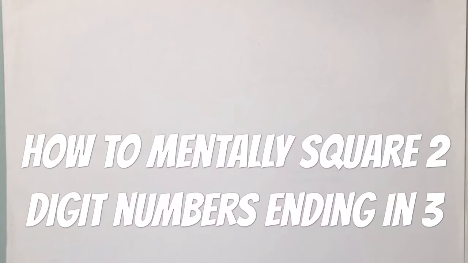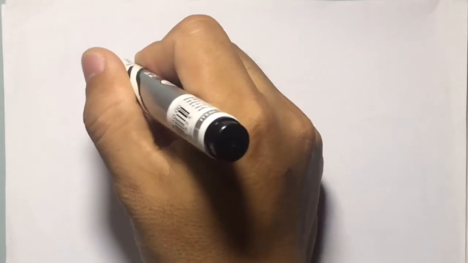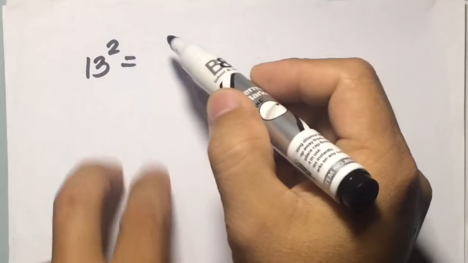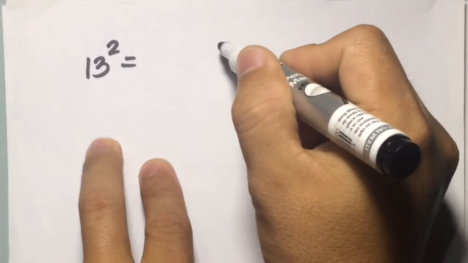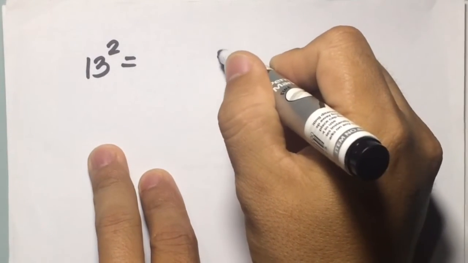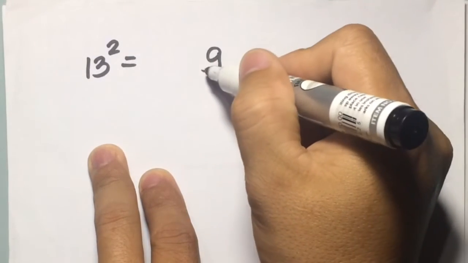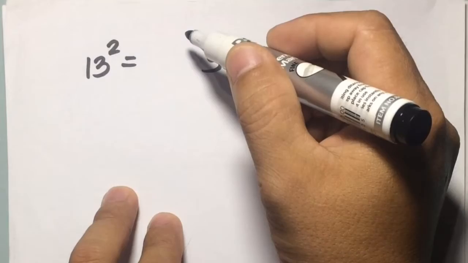Hi guys! In this video, I'm going to discuss how to mentally square two-digit numbers ending in 3. For example, if we're going to have 13 squared, so in here, what we're going to do is have the last digit as 9, because any number ending in 3 being squared has its last digit as 9.